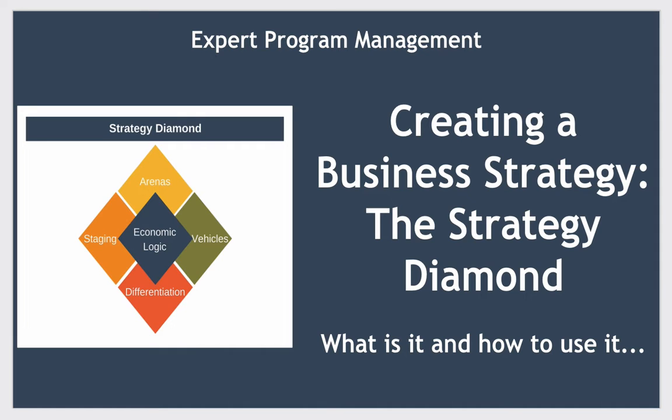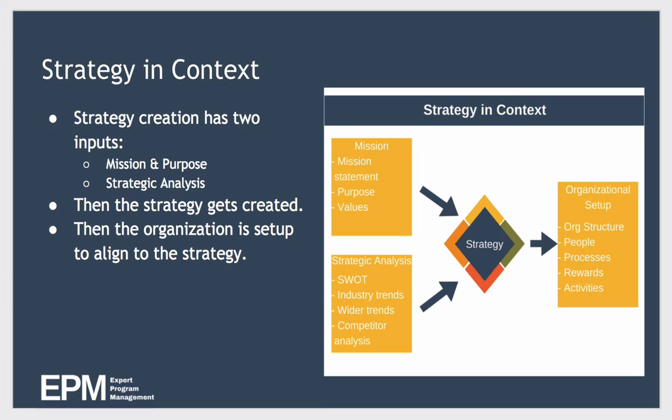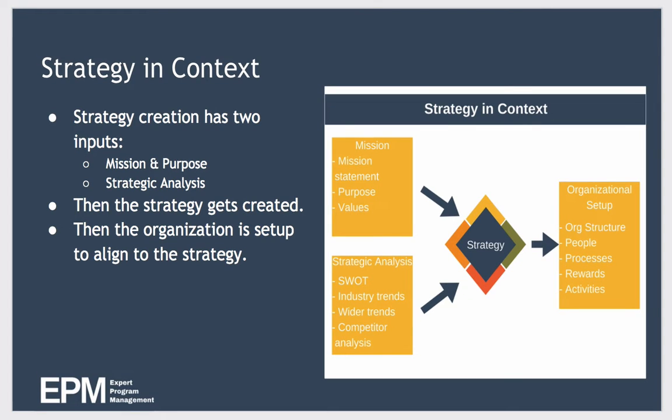Now, the word strategy comes from the Greek word strategos, and that means the general's art. So in essence, strategy is the orchestration of the whole to achieve a goal, which in the case of a general is obviously to win the war. So let's look at strategy in the context of an organization to make it easy to really understand exactly what strategy is. So as you can see from this diagram, strategy creation has two inputs. The first input is things like your mission and your purpose and the values of the organization. And the second input is your strategic analysis.